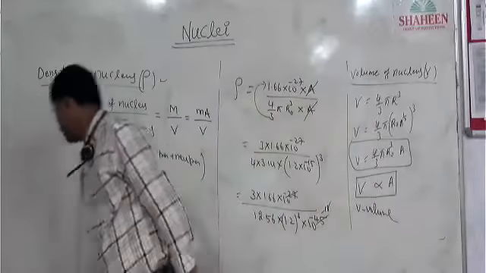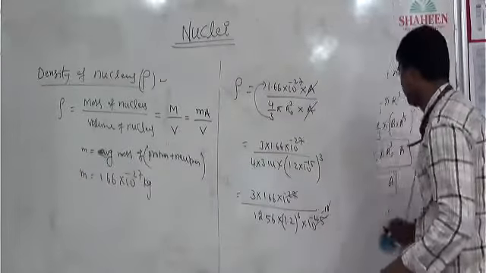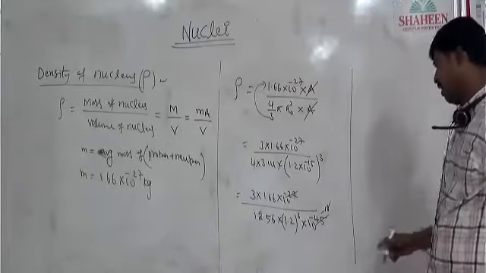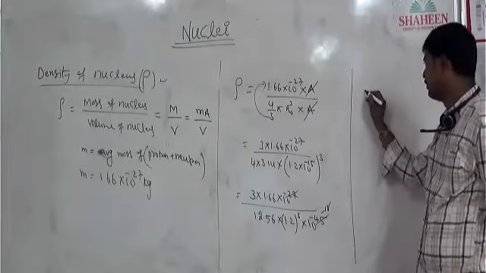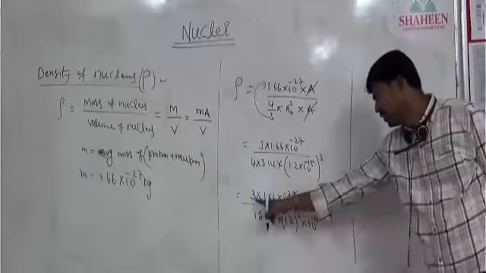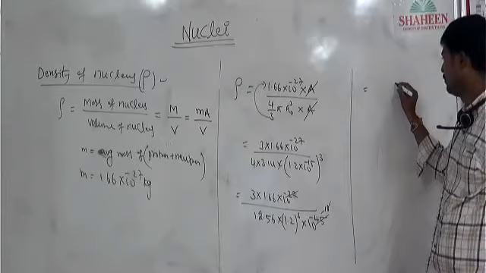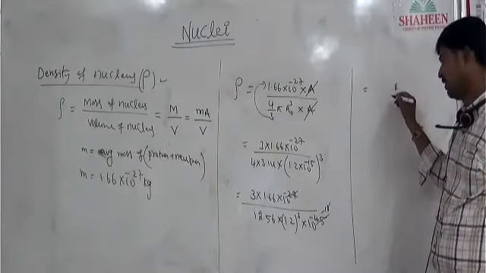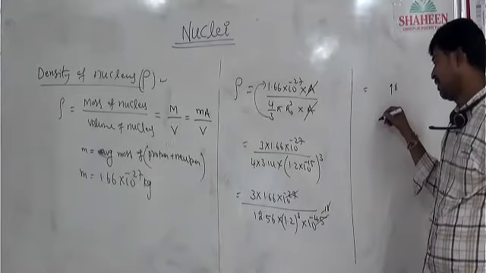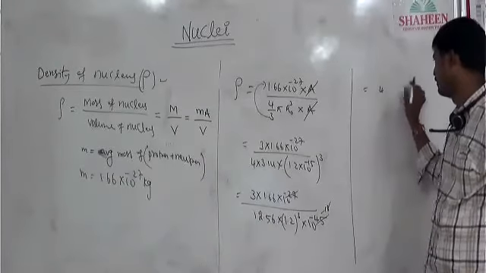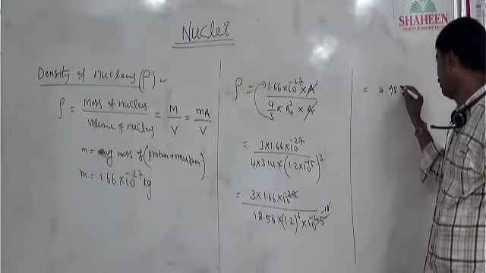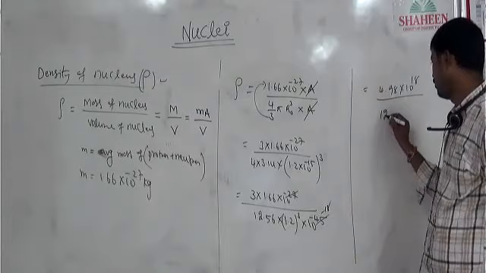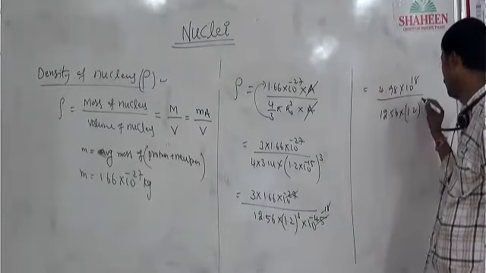Now if you simplify further, what will we get? This 10 to the power of minus 18 will go up. So the numerator becomes 3 into 1.66, which is 4.98, into 10 to the power of plus 18. This comes upward as plus 18. And in the denominator we have 12.56 into 1.2 whole cube.